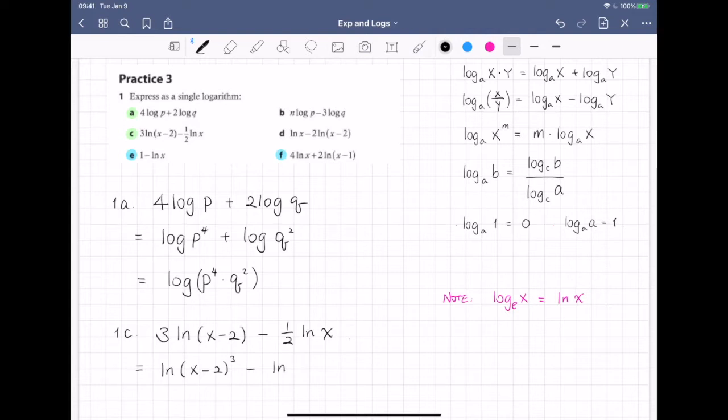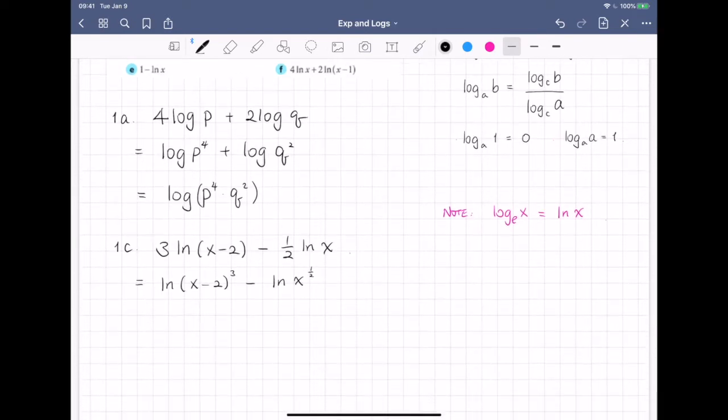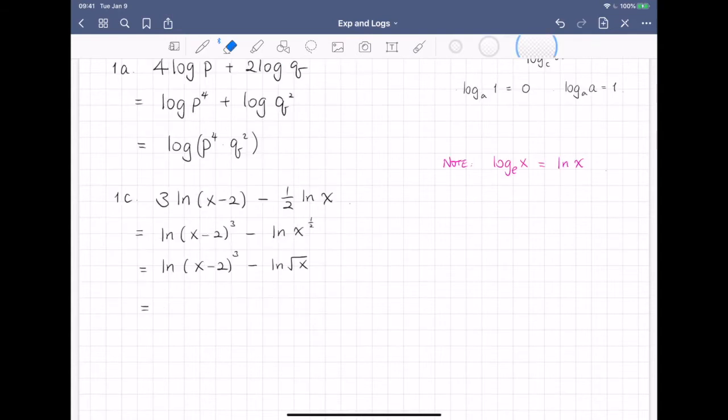And then moving on, 1/2 ln x, and 1/2 is going to be the exponent, so I'm going to write ln of x to the 1/2. Remembering our exponent rules, I know that x to the 1/2 is square root of x, and I'm going to write that as a square root of x. Maybe I'll just do it one step at a time here. There. And then I'm going to combine these. I get natural log of x minus 2 cubed over square root of x.